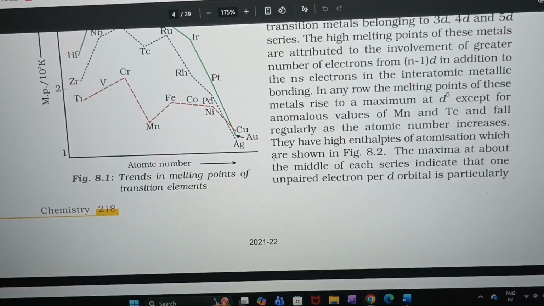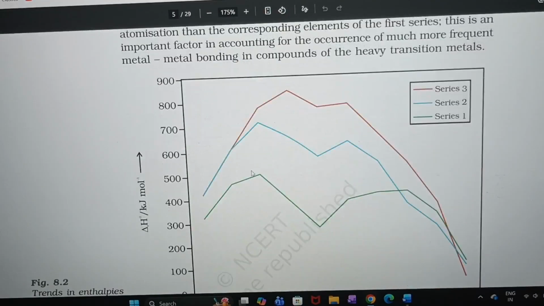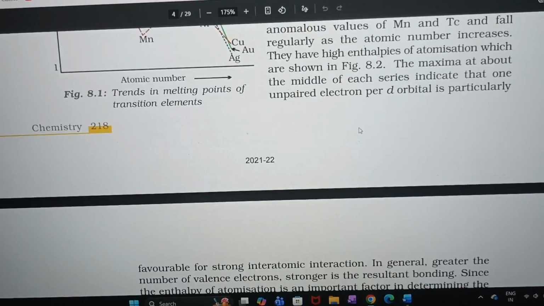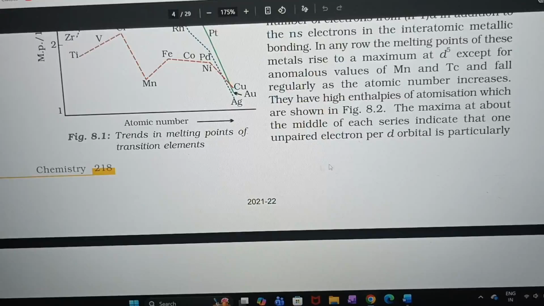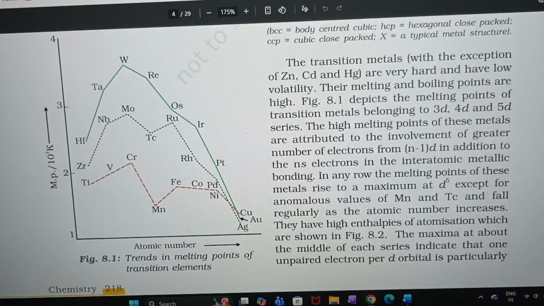Then high enthalpy of atomization also will be there. Now they're telling, if you look at this graph, there is this maxima at middle of the series. It is reaching the maximum point, and that is indicating that there is unpaired electron per d orbital, favorable for strong interatomic interaction. So that means they're saying the same thing.